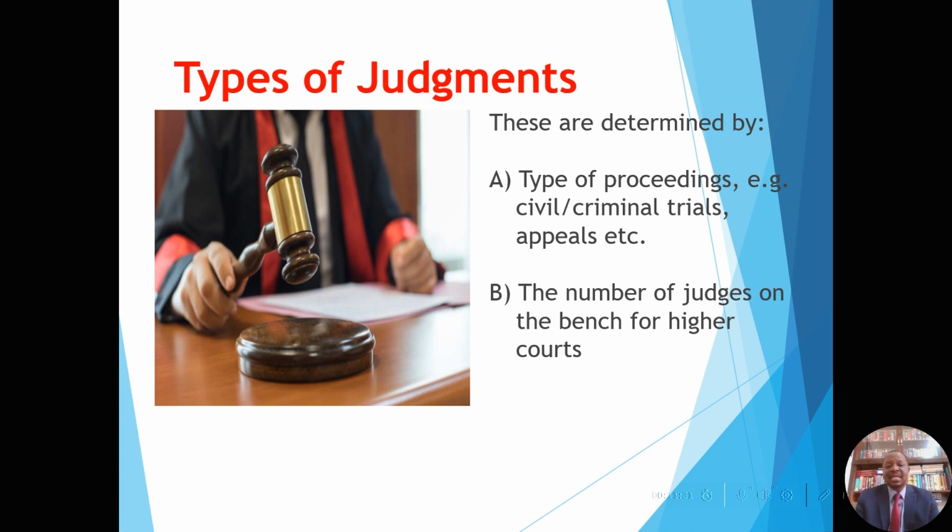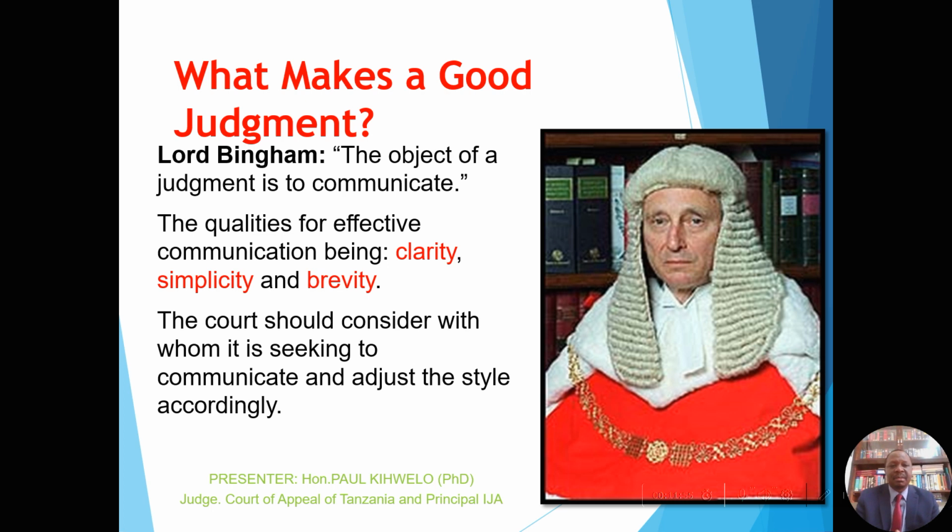But again, the other thing that will determine the type of judgment is the number of judges or judicial officers that are presiding. Because we all know that if judicial officers are sitting in a panel, then there's a majority judgment and there'll be a minority judgment or a concurrent judgment as well. So the type of judgment will also depend on how many people are sitting on the bench.